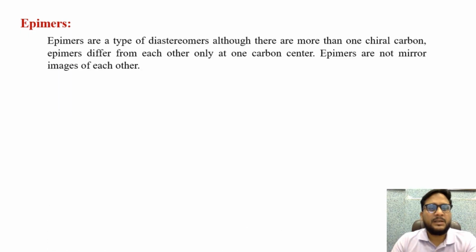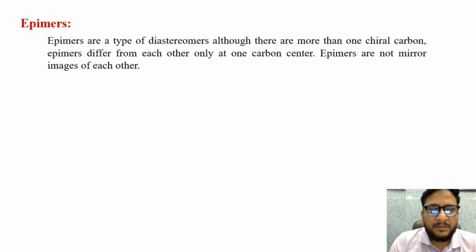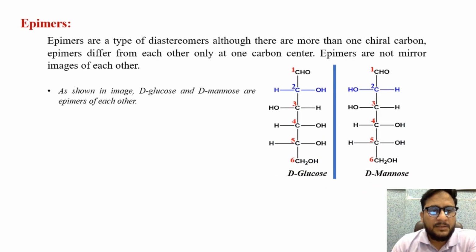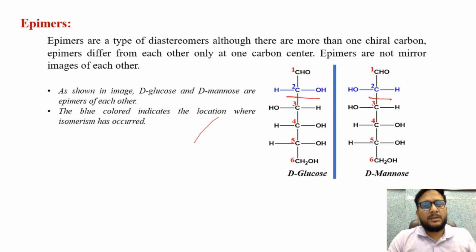Epimers, again, as I said, are diastereomers because they contain more than one chiral carbon atom, and out of those chiral carbon atoms, they have different configuration on one carbon atom only. Epimers are not mirror images. As you see in this particular molecule, carbon atom number 2, which is a chiral carbon, is shown in blue because it has a different configuration, while at the other chiral carbon atoms C3, C4, C5, the configuration is the same.